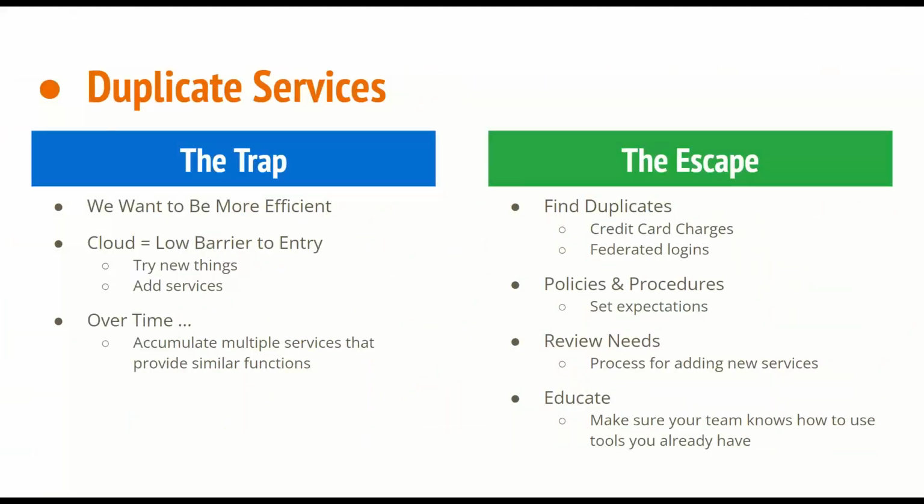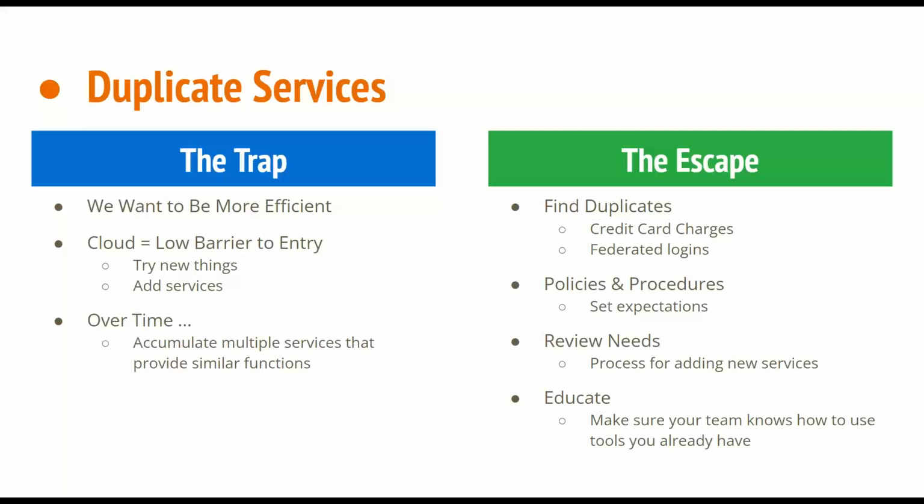Second blind spot is duplicate services. And there's a trap, right? We want to be more efficient. Cloud presents a really low barrier to entry. Someone shares a document by Dropbox with you. To read it, you create your free Dropbox account. Next thing you know, a pop-up in Dropbox says, hey, you get these other features if you start paying for it. And boom, you've tried something new, you've added a new service. And over time, we tend to accumulate multiple services that provide similar functions.